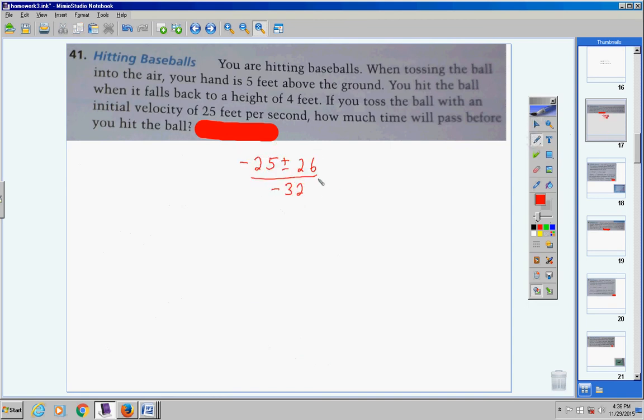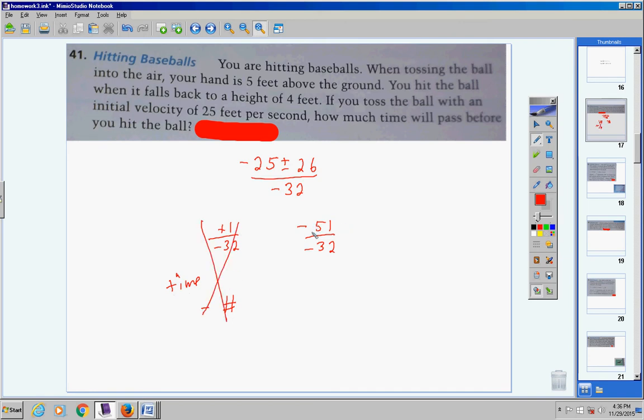Now, first of all, I'm going to take negative 25 plus 26. That's positive 1 over negative 32. Then I'm going to take negative 25 and negative 26. That's a negative 51 over a negative 32. Now, how much time will pass before you hit the ball? I can immediately discard this answer, because a positive over a negative is going to give me a negative number, and time cannot be negative, so I don't need this.